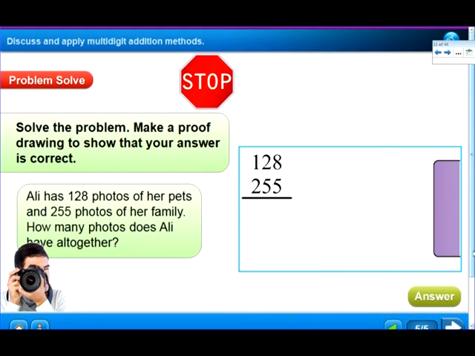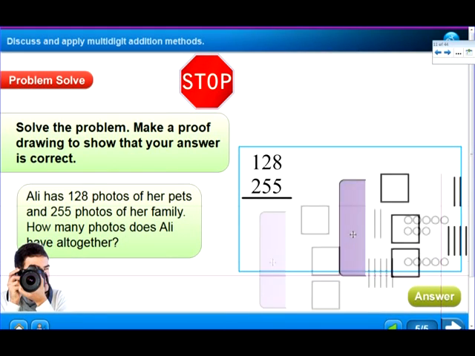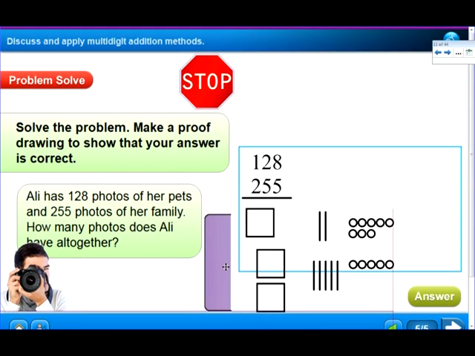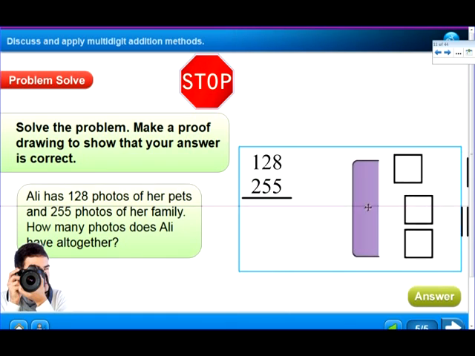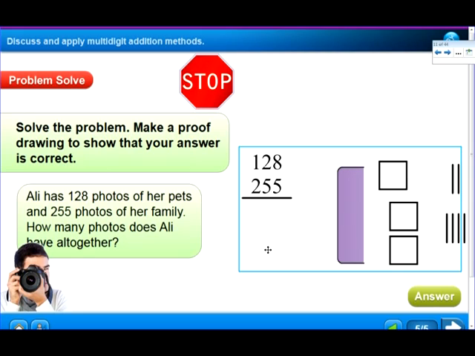Problem solving. Let's have you do the same thing. There's your place value drawing. Go ahead and stop the video and find out how many photos Allie has altogether between her pets and her photos of her family. Okay, this one I'm actually going to see if I can do it using one of the methods.